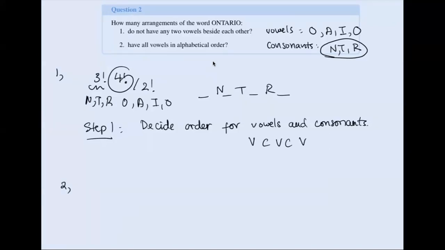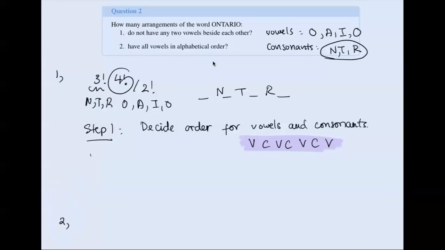It has to be like this. This is the only way that you can set up vowel and consonant such that no 2 vowels are next to each other. If you switch anything, the 2 vowels will be together. Because in order to separate 4 of them, you need something in between all the time. And luckily we have 3 consonants here.